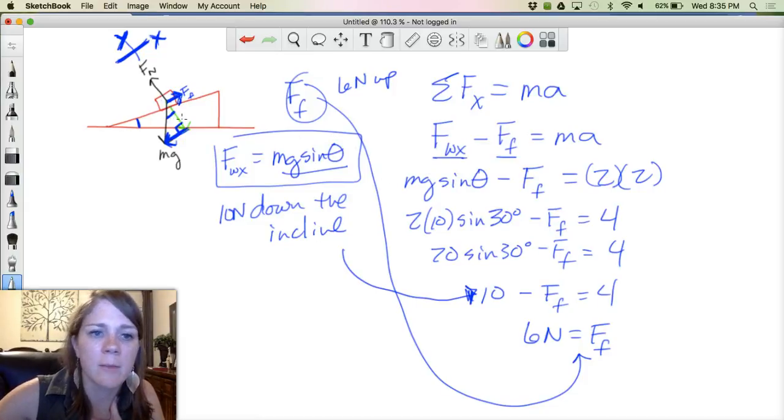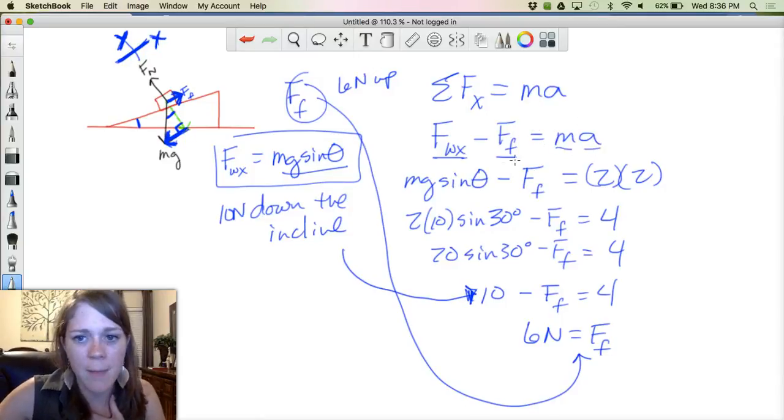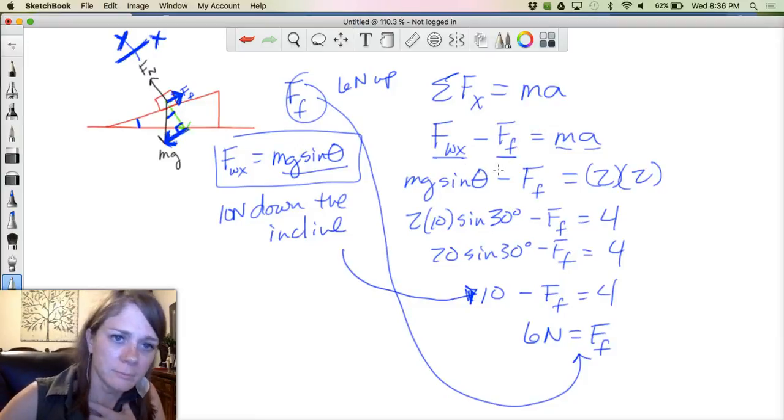Going down the incline, we have 10 newtons of force going down, 6 newtons of force going up. The difference between that is the net force, which is what causes the acceleration. So that is 4 newtons of net force. Divide that by the mass of 2, we get the acceleration of 2. We just kind of had to work backwards on this one, but we did subtract the frictional force from the weight force.